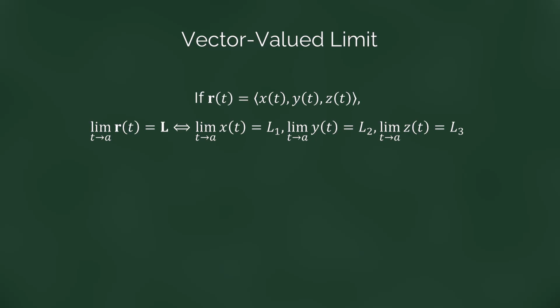If we define our vector-valued function r of t in terms of the components x of t, y of t, and z of t, then we're going to define the limit as t approaches a of r of t as some vector L, if and only if the limit as t approaches a of x of t is L1, the limit as t approaches a of y of t is L2, and the limit as t approaches a of z of t is L3. Where hopefully you see that L1, L2, and L3 must be the components of our vector L.